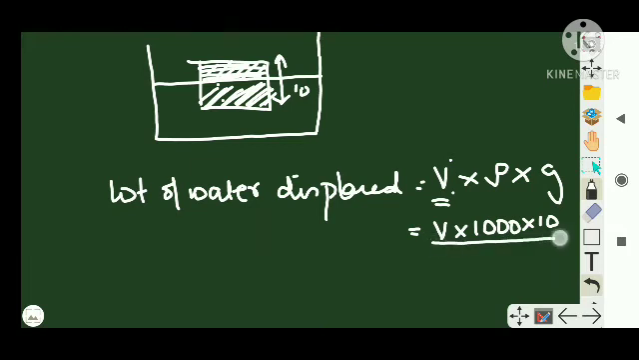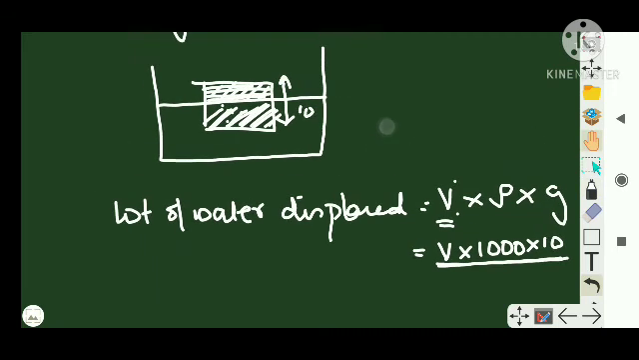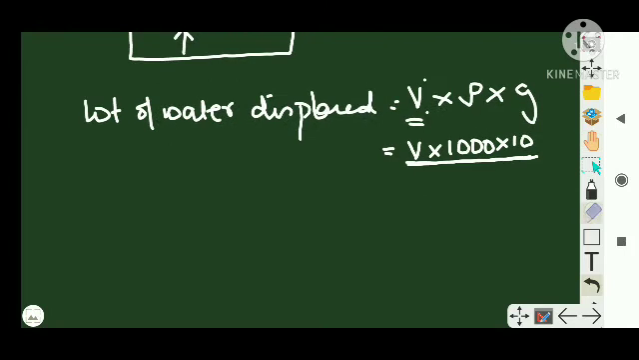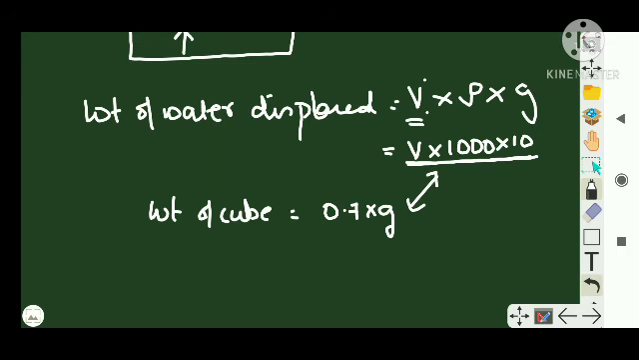Now this much water which has been displaced is actually balanced by the mass of the cube. The buoyancy it is receiving is balancing the weight of the cube. And what is the weight of the cube? It is mg, that is 0.7 into g. So these two things are balancing. So from here I can get the volume. You just have to equate and substitute. You will get V is equal to 700 centimeter cube, right?